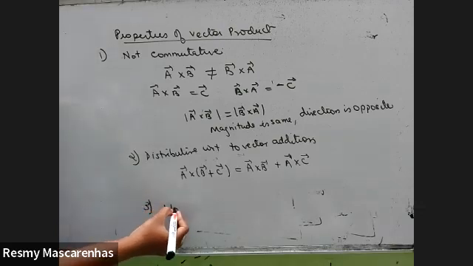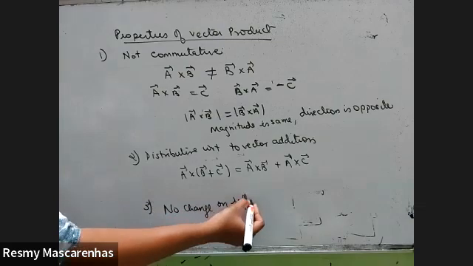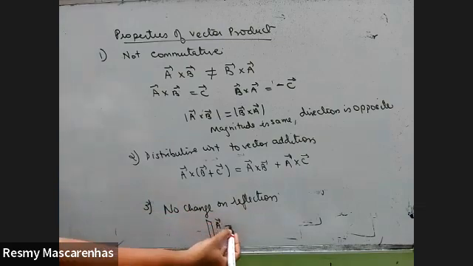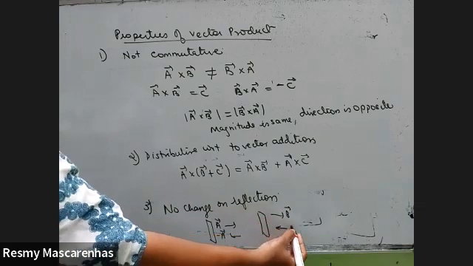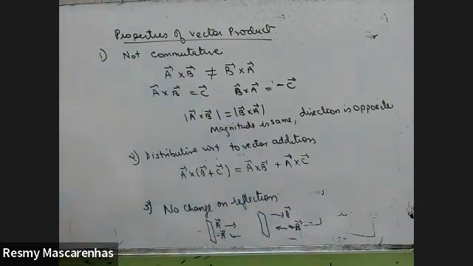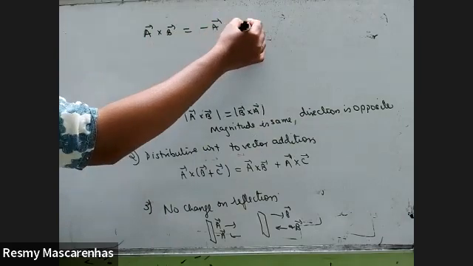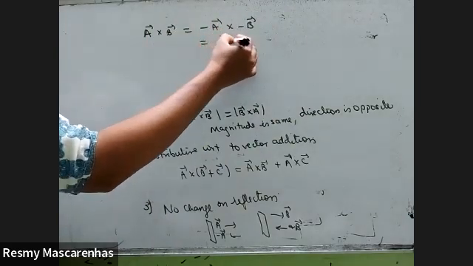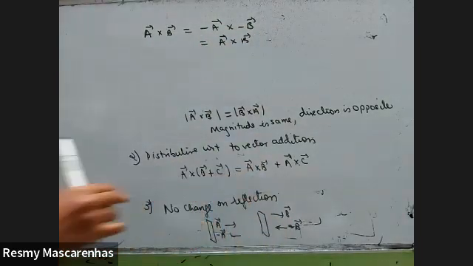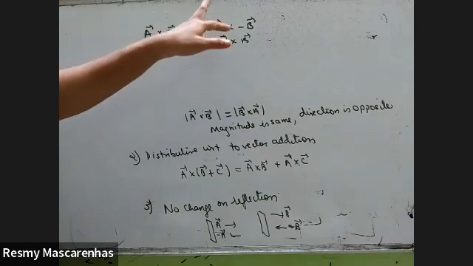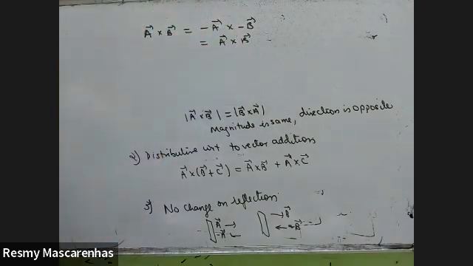Third one, no change on reflection. It means, suppose A bar you make in the opposite direction, minus A bar, and B bar you make minus B bar. Both vectors are changing, so it will not make any difference. A bar cross B bar will be the same as minus A bar cross minus B bar. Minus into minus will give me plus. So if I reverse both vectors, meaning taking the reflection, it will not make any change overall.